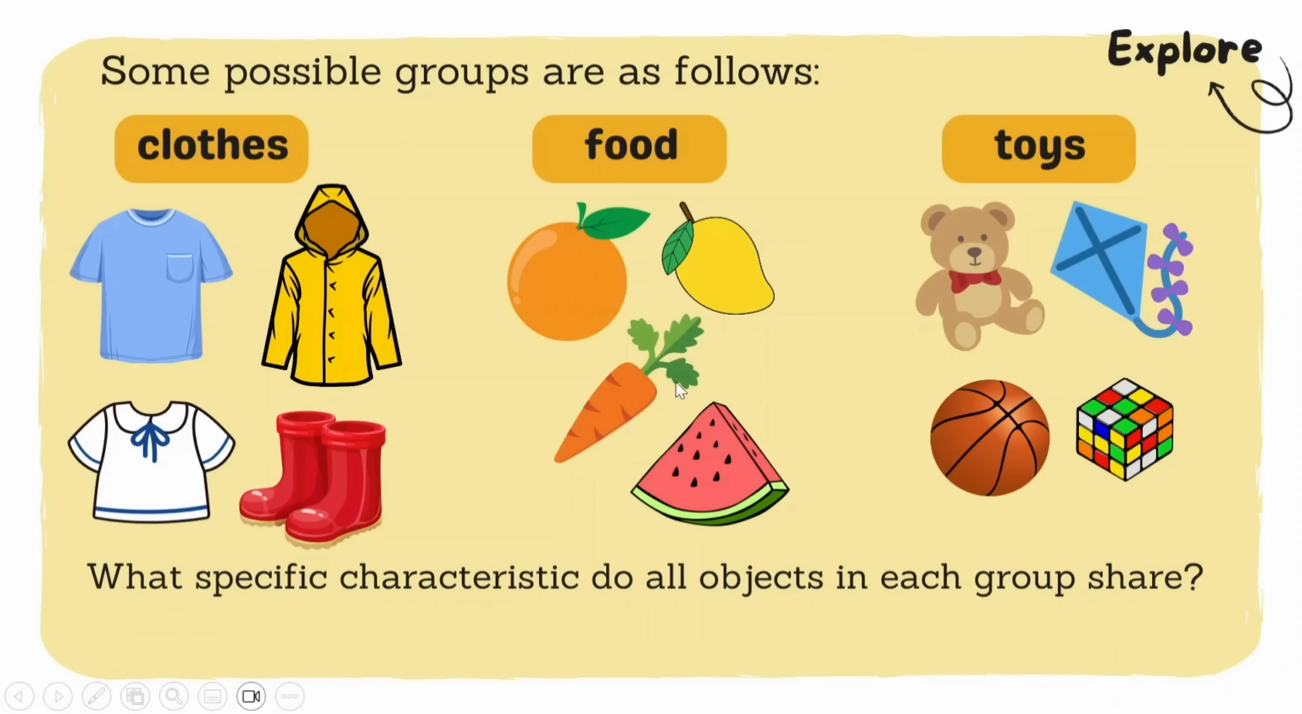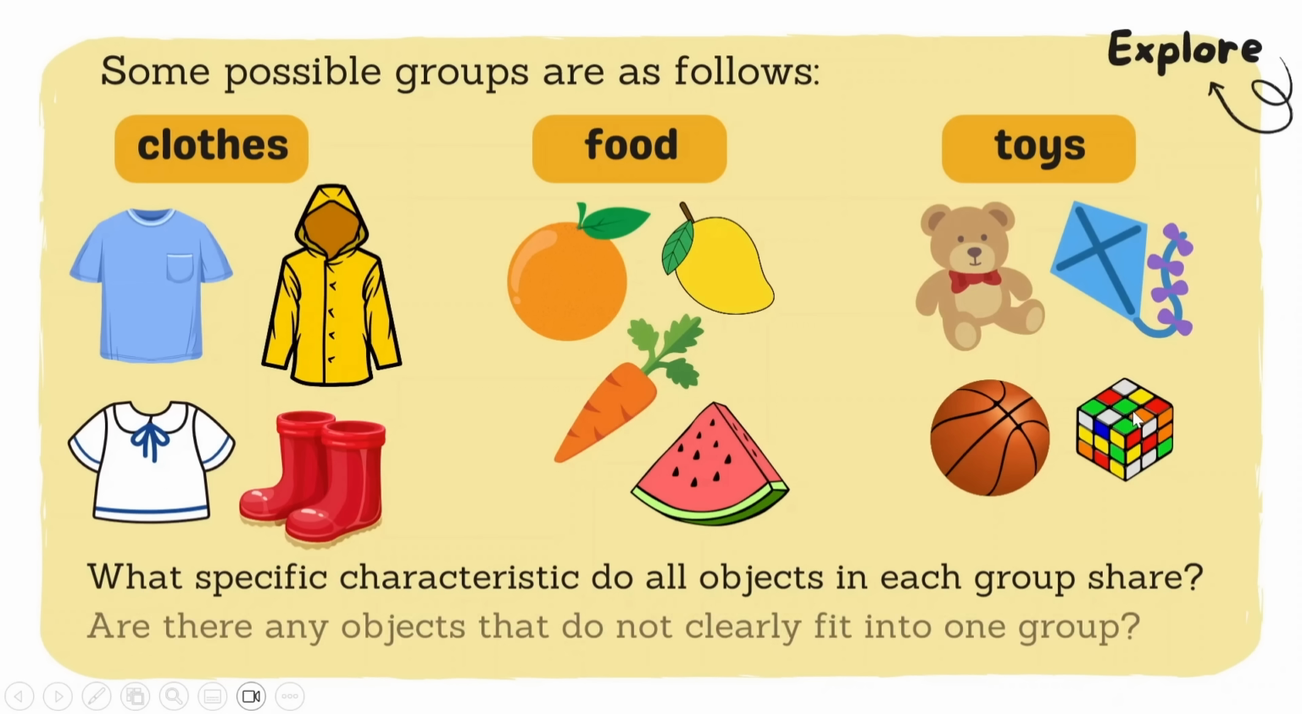Now, how about food? Okay, what is the specific characteristic of these objects? This group is food, so all of this can be eaten. Okay? And the toys, why did we group them as toys? Because all these objects can be played with. Alright? So those are the reasons why we grouped them in these 3 categories.